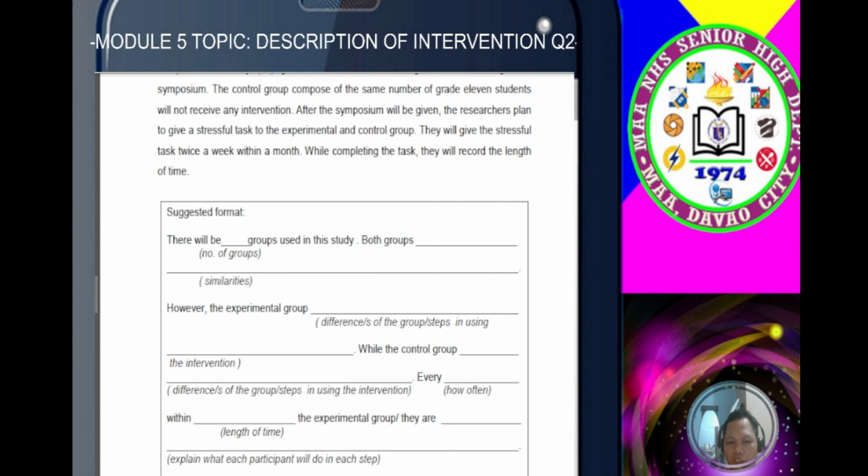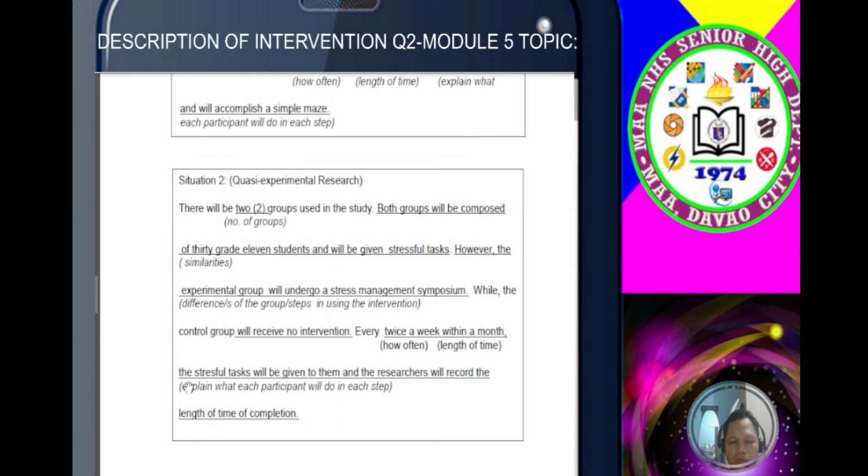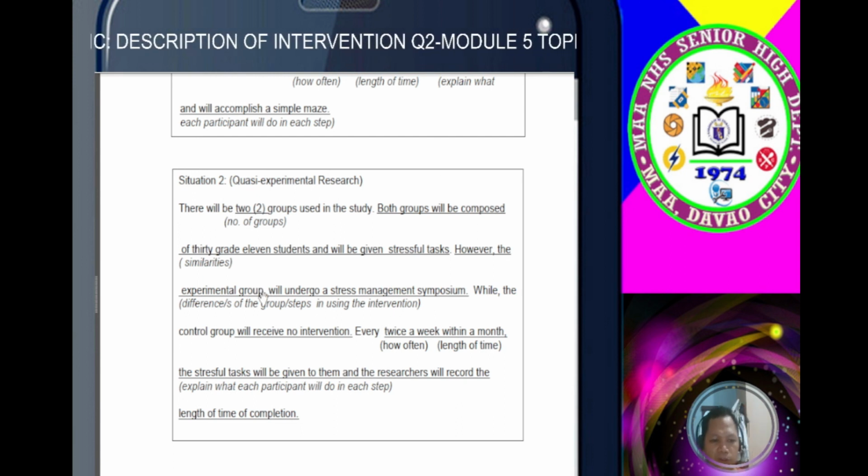Okay, so let's check your answer. Here, this is a classic experimental design. So there will be two groups used in the study. Both groups will be composed of 30 grade 11 students and will be given a stressful task. However, one group will undergo a stress management symposium while the control group will receive no intervention. Twice a week within a month, stressful tasks will be given to them and the researcher will record the length of time of completion. I hope you got the correct answers.